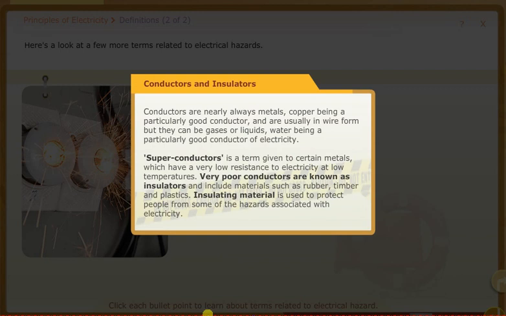Conductors and insulators. Conductors are nearly always metals, copper being a particularly good conductor, and are usually in wire form, but they can be gases or liquids, water being a particularly good conductor of electricity. Superconductors is a term given to certain metals which have a very low resistance to electricity at low temperatures. Very poor conductors are known as insulators and include materials such as rubber, timber, and plastics. Insulating material is used to protect people from some of the hazards associated with electricity.